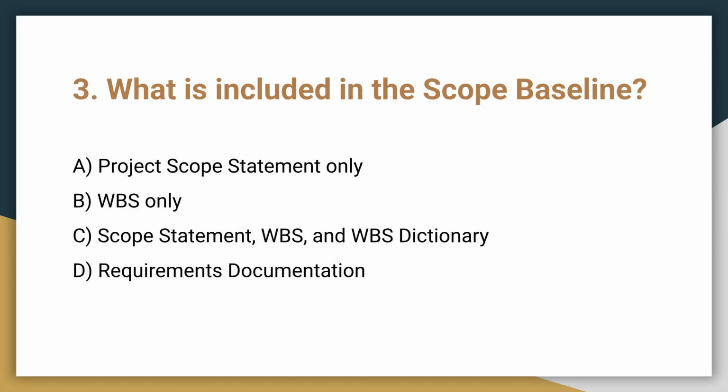Question 3. What is included in the Scope Baseline? A. Project Scope Statement only, B. WBS only, C. Scope Statement, WBS and WBS Dictionary, or D. Requirements Documentation. The correct answer is C. The Scope Baseline includes the Scope Statement, the Work Breakdown Structure, and the WBS Dictionary.